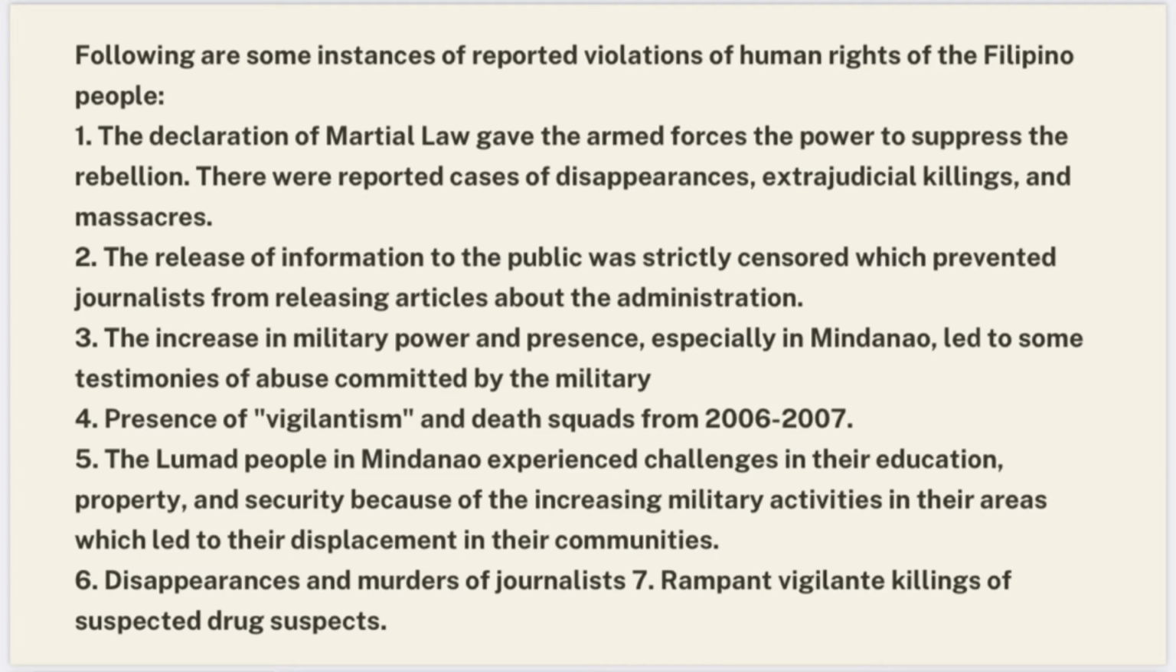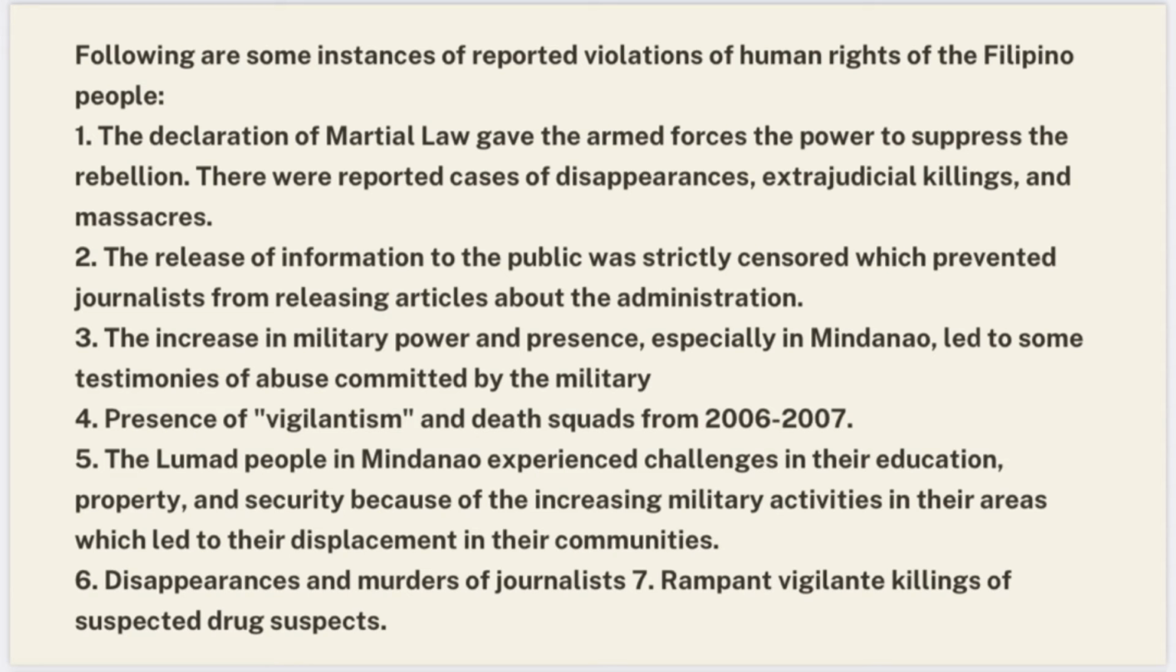It was really hard for people at that time, and for the survivors now to speak up about what happened before is really heartbreaking, knowing that many people were killed and many were lost. As said in number 6, there were disappearances and murders of journalists, which were true because during that time Marcos didn't want the media to know about what was happening. As said in number 2, the release of information to the public was strictly censored, which prevented journalists from releasing articles about the administration.